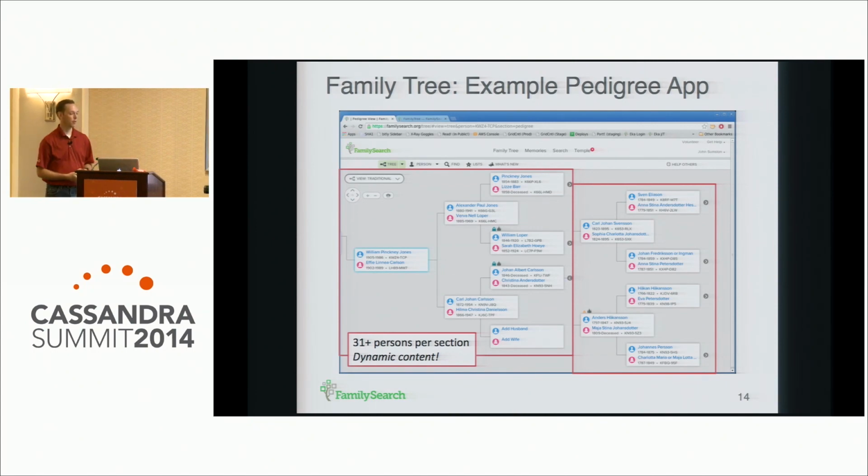This is an example of what the family tree looks like. The different persons are linked together by their lineage. This page right here happens thousands and thousands of times every day, but it's really expensive to compute.